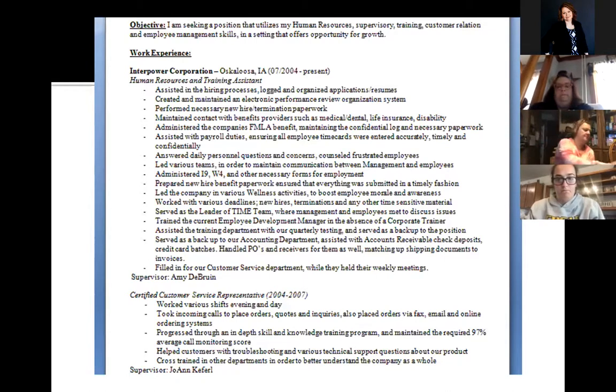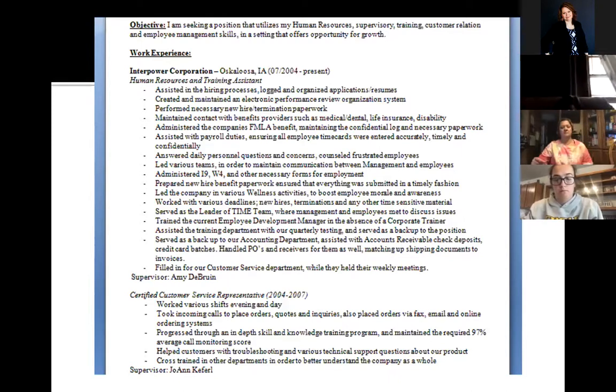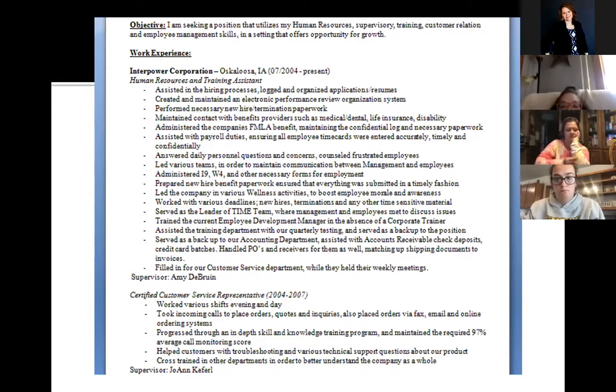So the other thing you can do is PDF. So once you get it the way it needs to be, save it into a PDF format, and then email it.